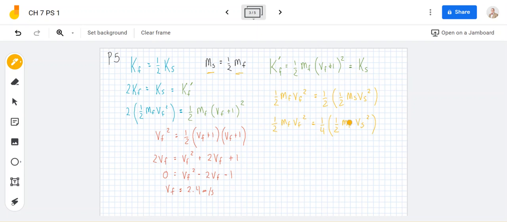So I go to simplify here. I have a half on both sides. I can multiply both sides by 2 and make those disappear. I can divide both sides by mass of the father, make those disappear. And I end up with v father squared is equal to 1/4 v son squared. If I square root both sides, the speed of the father is equal to 1/2 the speed of the son. So that means the speed of the son is equal to 2 times the speed of the father, which is 2 times 2.4, so it's 4.8 meters per second.